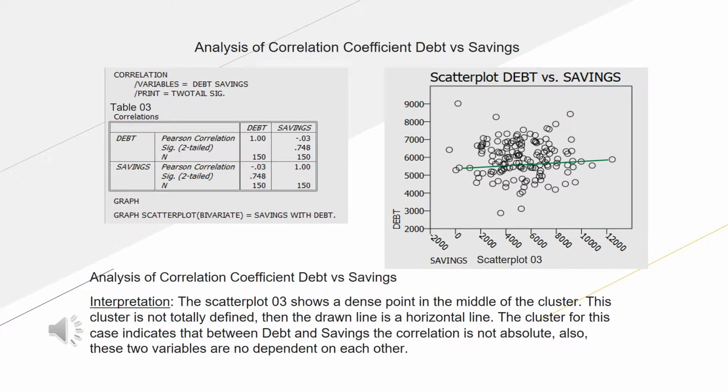Analysis of correlation coefficient: debt versus savings. Interpretation. Scatter plot 03 shows a dense point in the middle of the cluster. This cluster is not totally defined. Then the drawn line is a horizontal line. The cluster in this case indicates that between debt and savings, the correlation is not absolute. Also, these two variables are not dependent on each other.